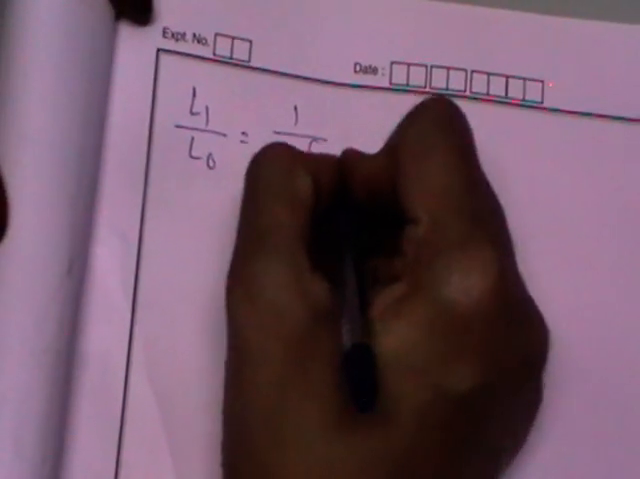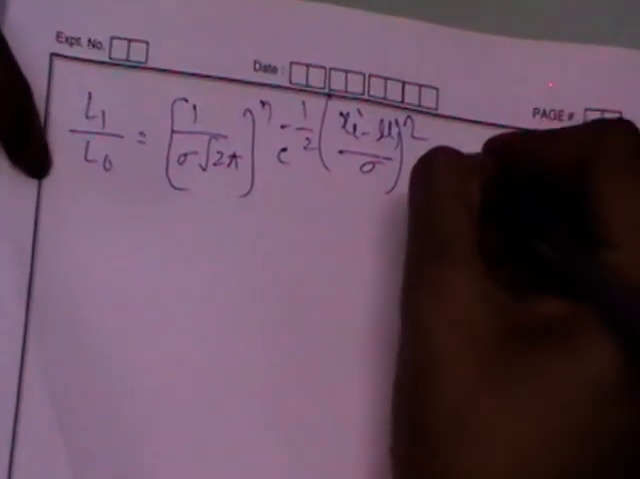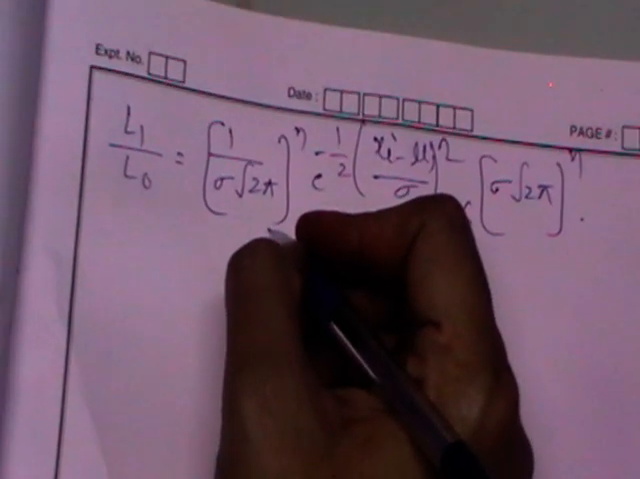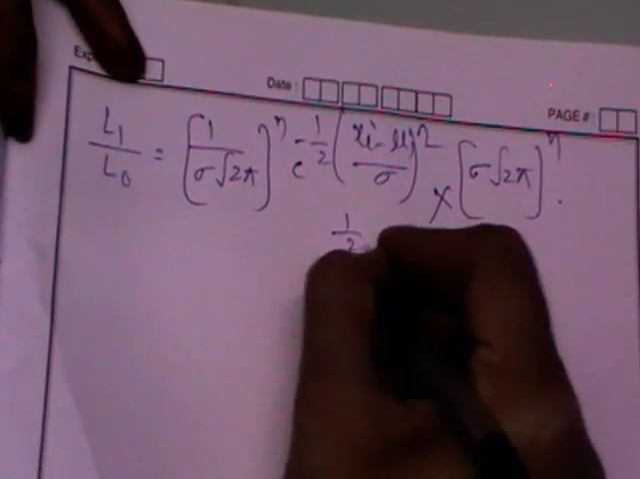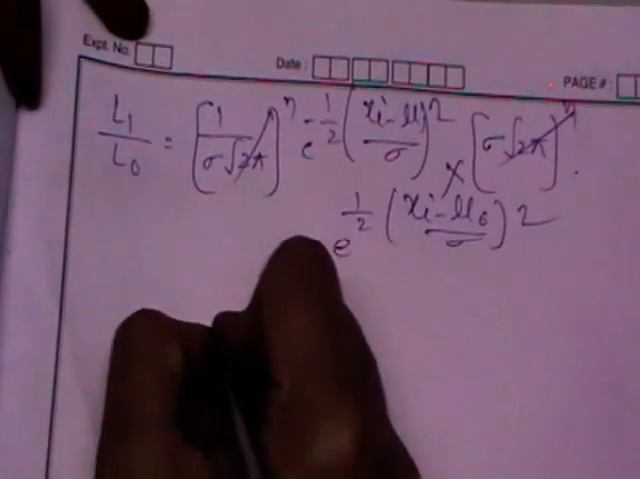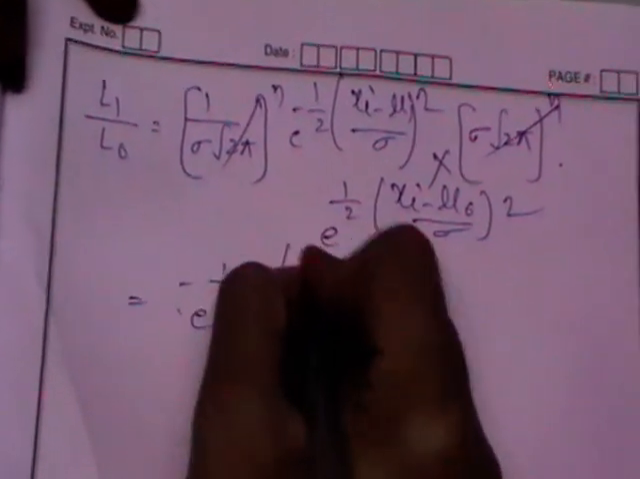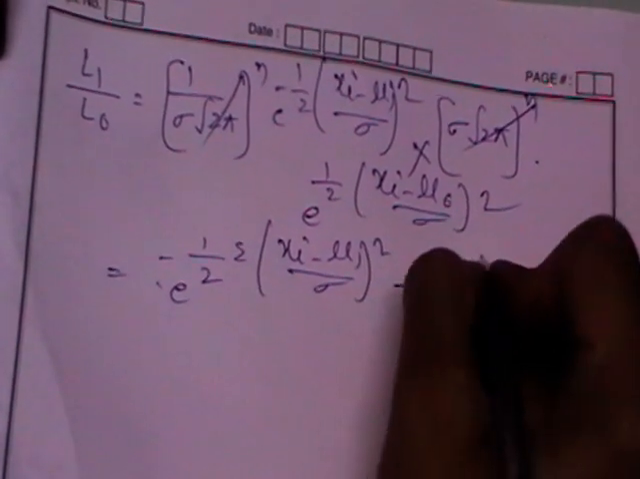So L1 by L0 is 1 by sigma root 2 pi whole power n e power minus 1 by 2 xi minus mu1 by sigma whole square into, as L0 is in the denominator, you will get sigma root 2 pi whole power n into e power, minus 1 by 2 xi minus mu naught whole square will become plus here. You will get 1 by 2 xi minus mu naught by sigma whole square. These two will get cancelled and you will get e power minus 1 by 2 sigma xi minus mu1 by sigma whole square. So as the bases are equal, you can add the powers.